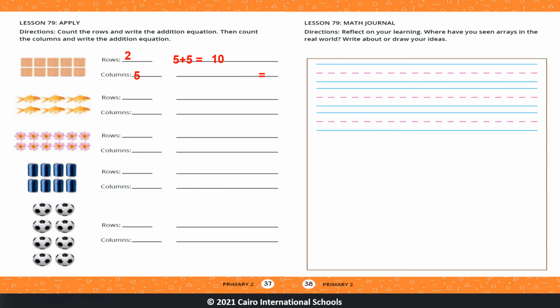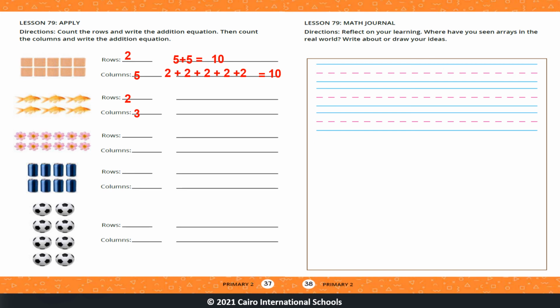And the addition equation for columns, we have 5 columns. Each column has 2 small squares. So we will write 2 plus itself 5 times equals 10 also. The next question, this array has how many rows? It has 2 rows, 1, 2. So we will write 2. And has how many columns? 1, 2, 3. It has 3 columns.